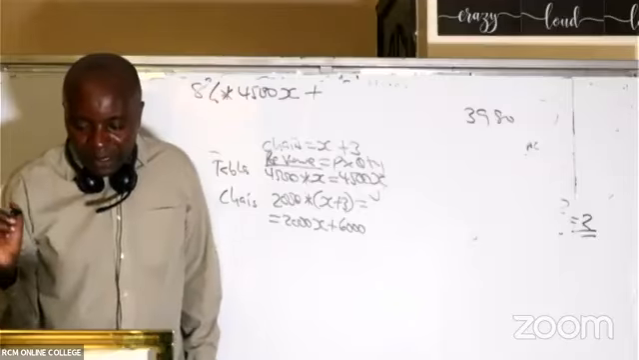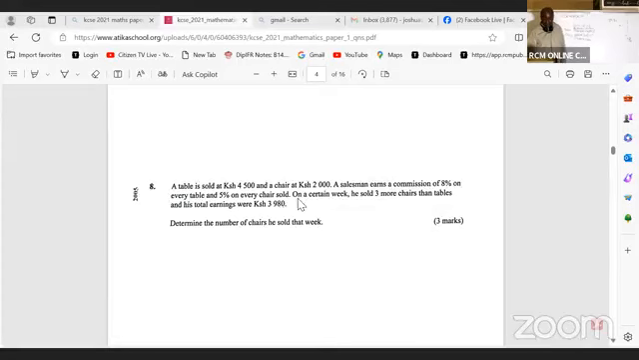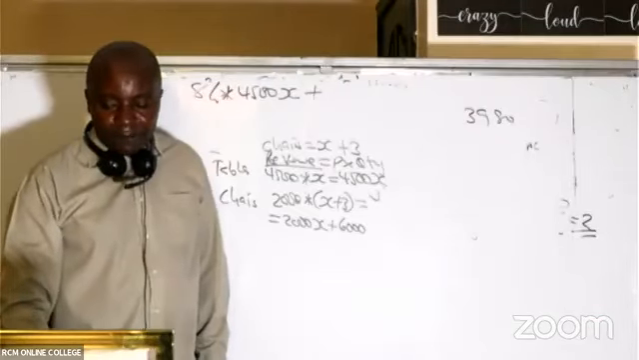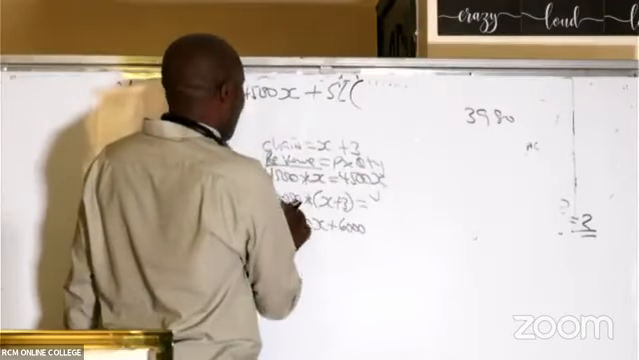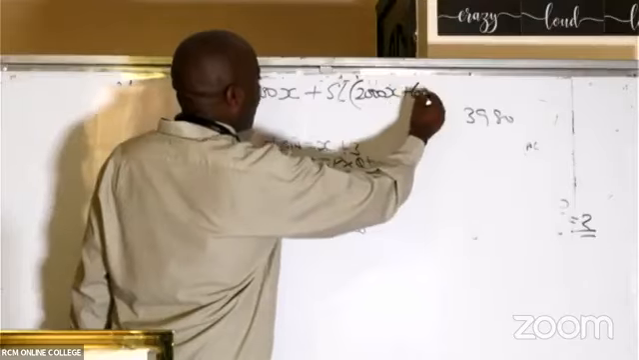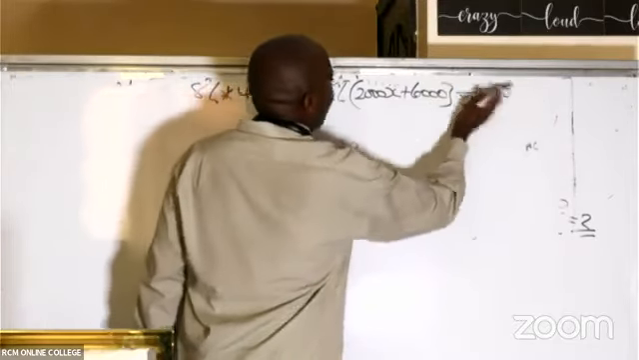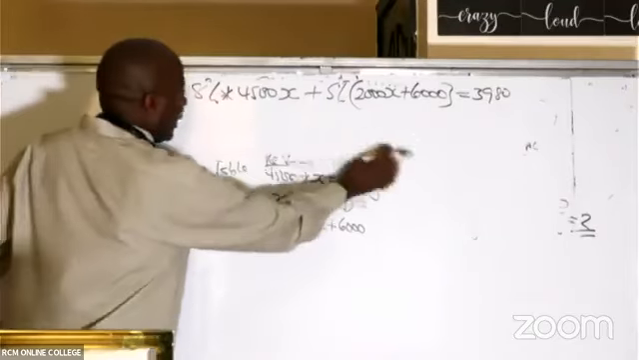5%. Guys who are online, are you able to remember this? Commission in this case from chairs is 5%. So it's 5% of the total sales of chairs, which gave us 2,000x plus 6,000. And we know that the total commission he earned was 39.80.